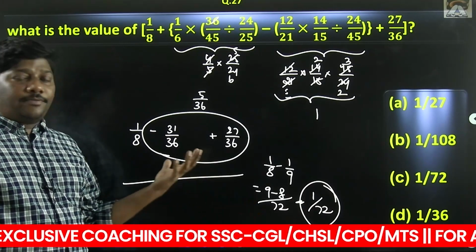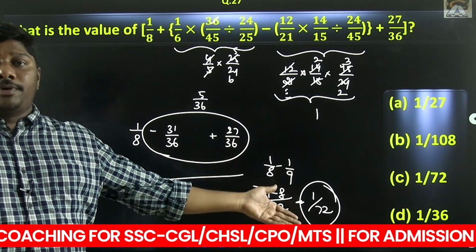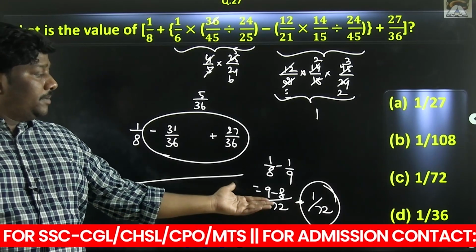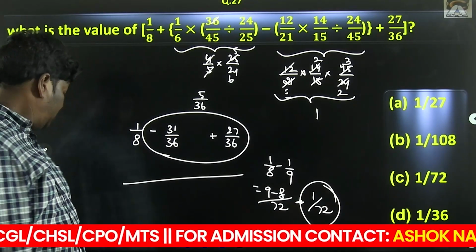So you can simplify in mind, and finally you are getting 1 by 8 minus 1 by 9. What is 1 by 8 minus 1 by 9? Simply 1 by 72.